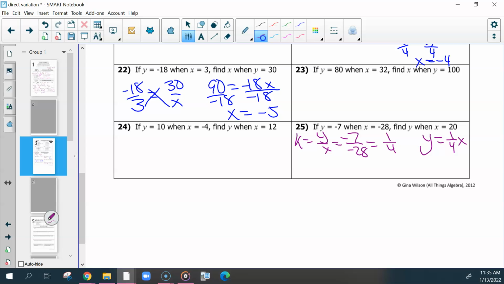And in the second part, now we're looking for y and we're given x. So this would be y equals 1/4 times our x value of 20. 1/4 times 20 is the same thing as 20 divided by 4. So y would equal 5. And if I double check to make sure this works, this does equal 5. And if I put it back in to find k, 5 over 20 does give me 1/4, so that works.